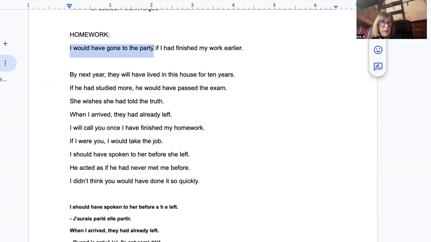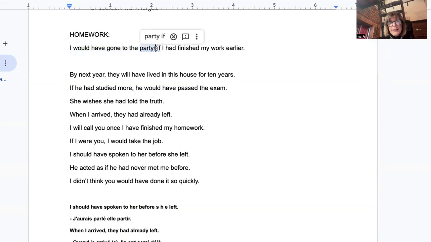Well, let me put down my cup. So, first of all, you see, there are two parts of the sentence. This is what you could call the main sentence, and this is the subordinate clause. It's not important to know that. So, I would have gone. First, we're going to translate I would have. I would have is a conditional, so it is j'aurais. We're going to check if this is the correct form, but first, that's the first thing we see, I would have.